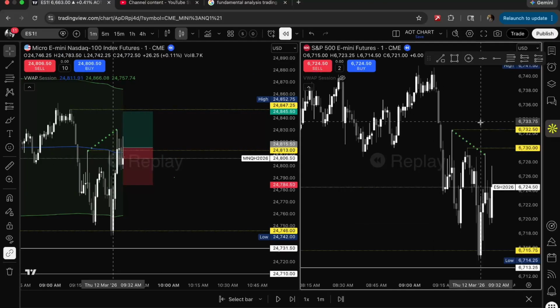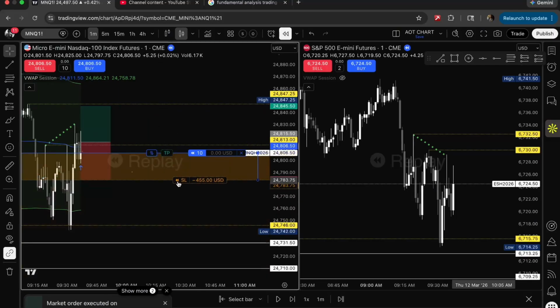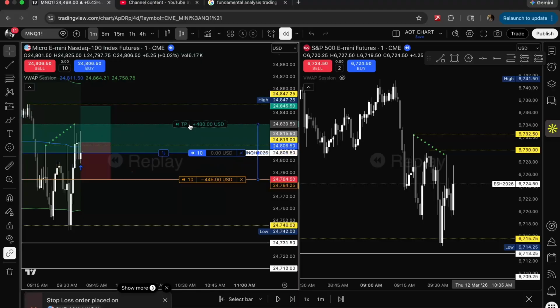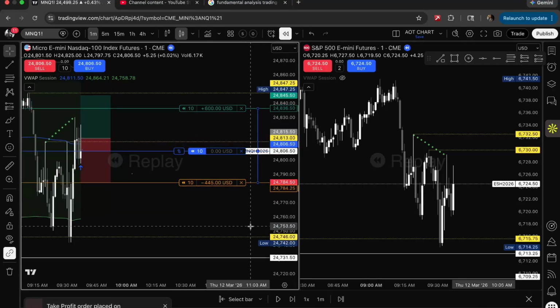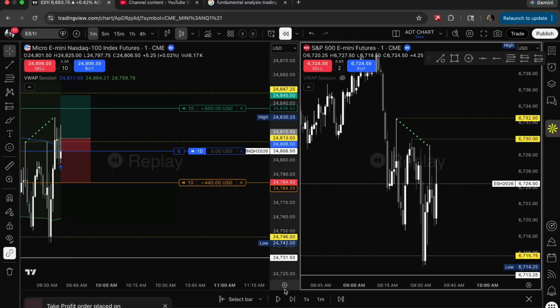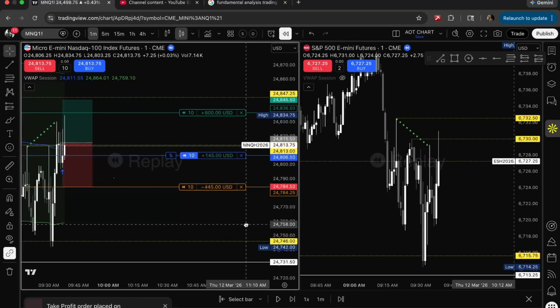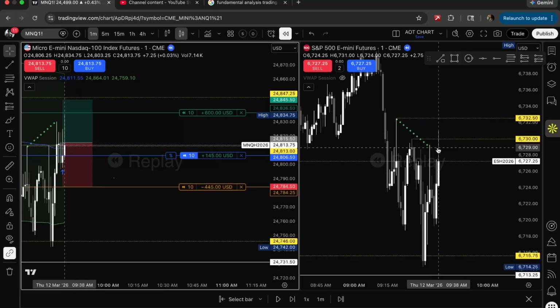Cool. So now I enter it again. Let me just show you. So stop loss is here. My take profit is, well, really, I wanted to do 30 points, which is 600 right here. Okay, cool. Now we take the first internal high right here that we could take.